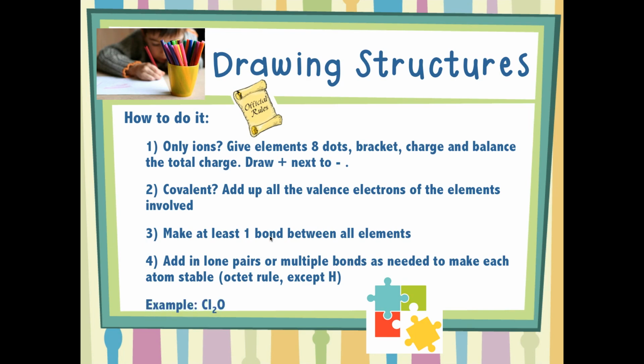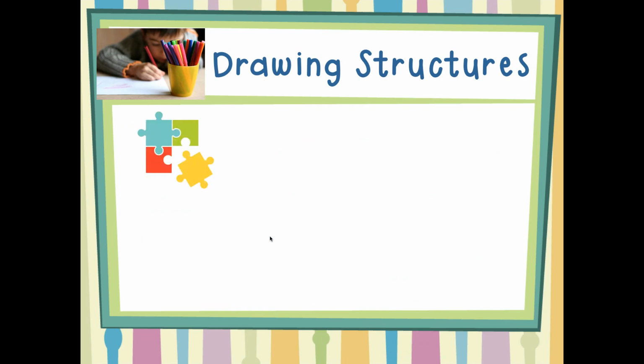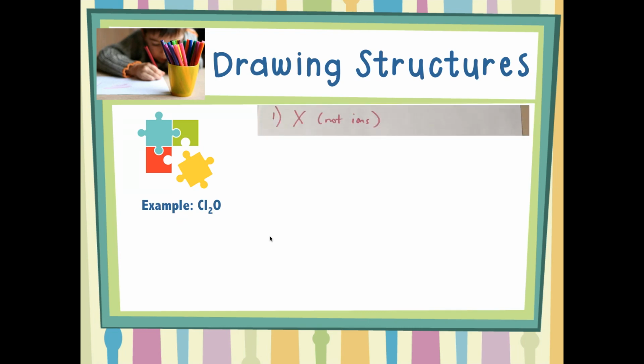We're going to do dichlorine monoxide. And remember, think of it kind of like a puzzle. Let's think through what the pieces are. The first step is to see, is this an ionic compound? And they're not. Chlorine and oxygen are both pretty close to each other on the periodic table, meaning that their nuclei would be pretty similar. So neither one is strong enough to pull an electron away. So this is not ionic.